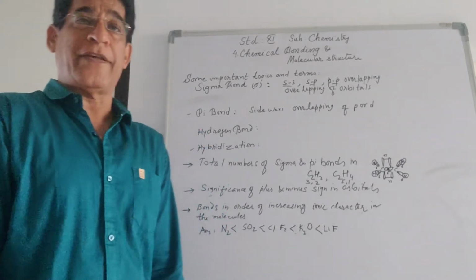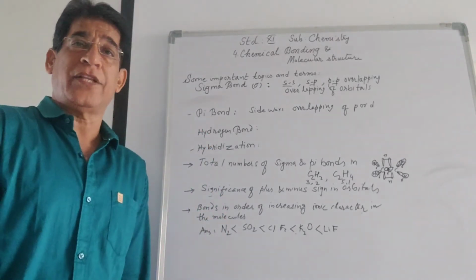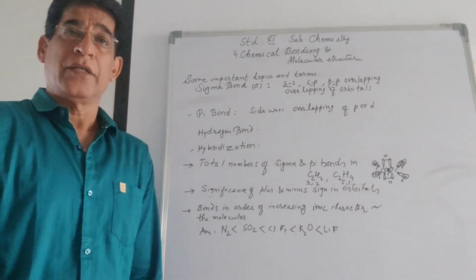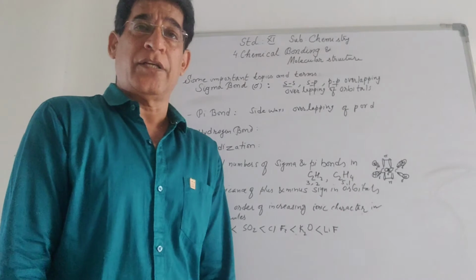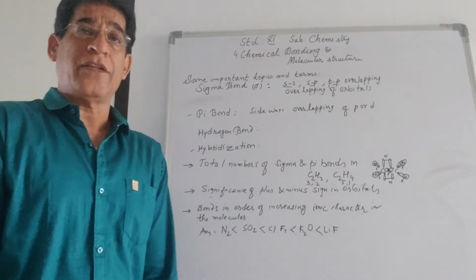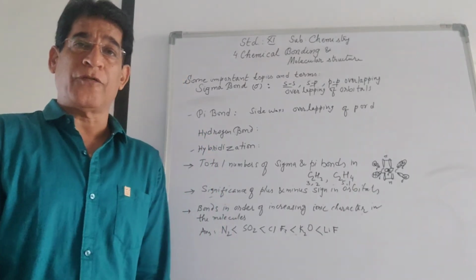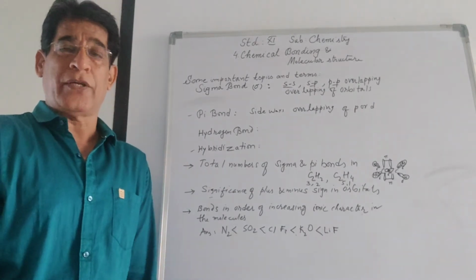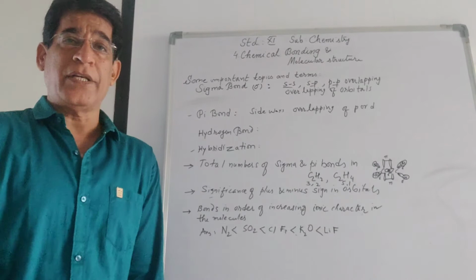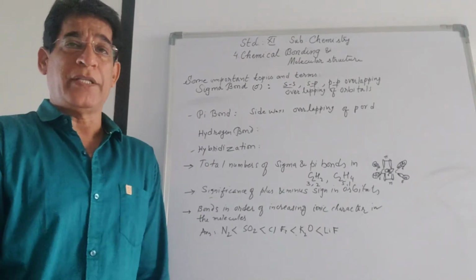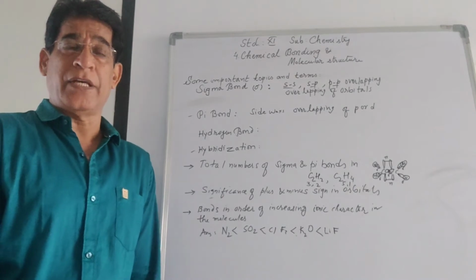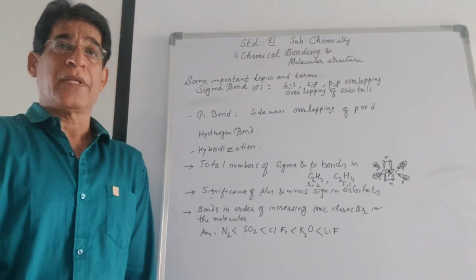Now, another question. How do you express the bond strength in terms of bond order? Bond strength represents the extent of bonding between two atoms forming a molecule. The larger the bond energy, the stronger is the bond and the greater is the bond order.